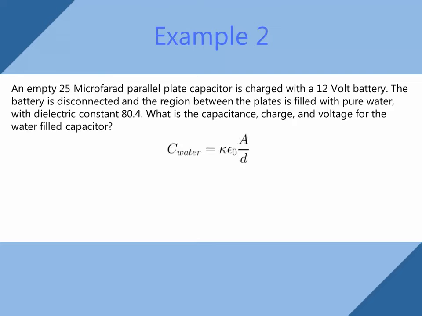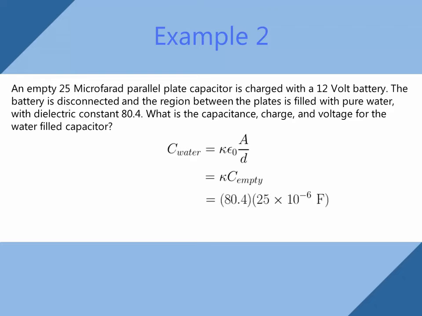We can start by finding the new capacitance of the water-filled capacitor, but we recognize that epsilon naught A over D is just the capacitance of the empty capacitor, so we can substitute in C empty being the capacitance of the empty capacitor. Multiplying the dielectric constant and the starting capacitance, we find that the water-filled capacitor has a new capacitance of 2.0 times 10 to the minus third farads.